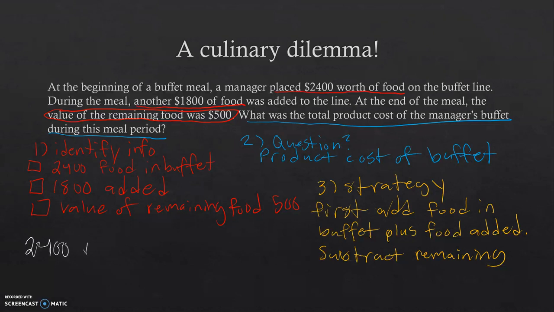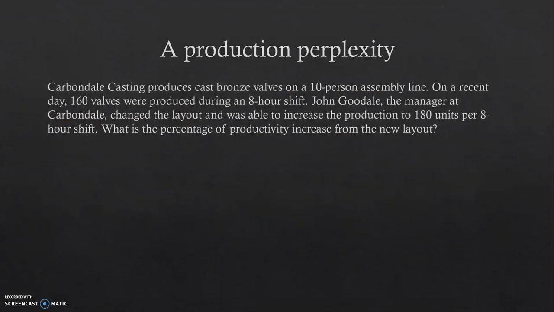So you do 2,400 plus 1,800 minus 500, and that's going to give you a total of $3,700. So that's how you do it, and then you check, did I use all the information? Yes, I used the 2,400, I used the 1,800, and the value of the remaining food's 500. All of the information has been used. Let's move to the next one.